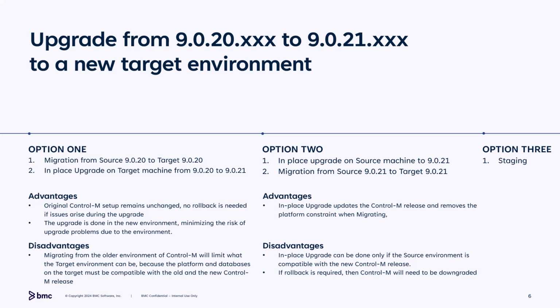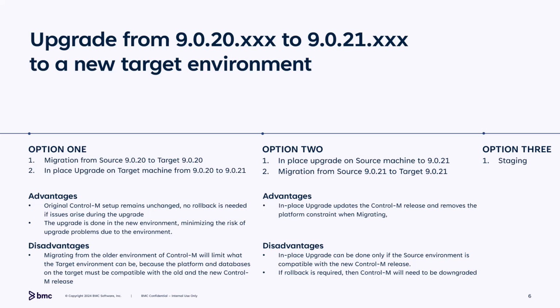Now we will cover option 2. With option 2, first we perform an in-place upgrade on the source machine to Control-M release 9.0.21. The prerequisite for this step is that the source machine has to be able to support the next release requirements. For example, the source machine is running Red Hat 8 and PG12. This environment is also supported for 9.0.21. After an in-place upgrade, the next step is to perform a migration to a new machine that has the latest platform and database, for example, Red Hat 9 and PG15.